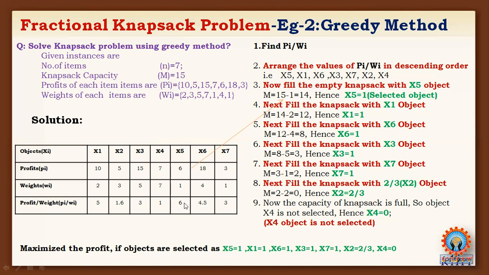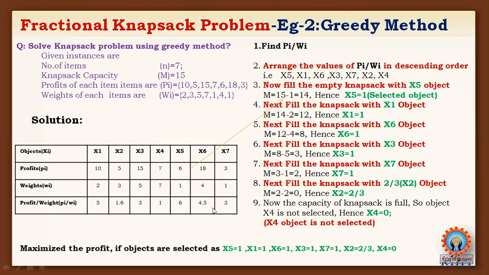So first you need to arrange object x of 5. Next, the second highest value is 5, object 1. Object 1 is arranged here. Next, the highest value is 4.5, which belongs to object 6. Now we have arranged object 6 here.